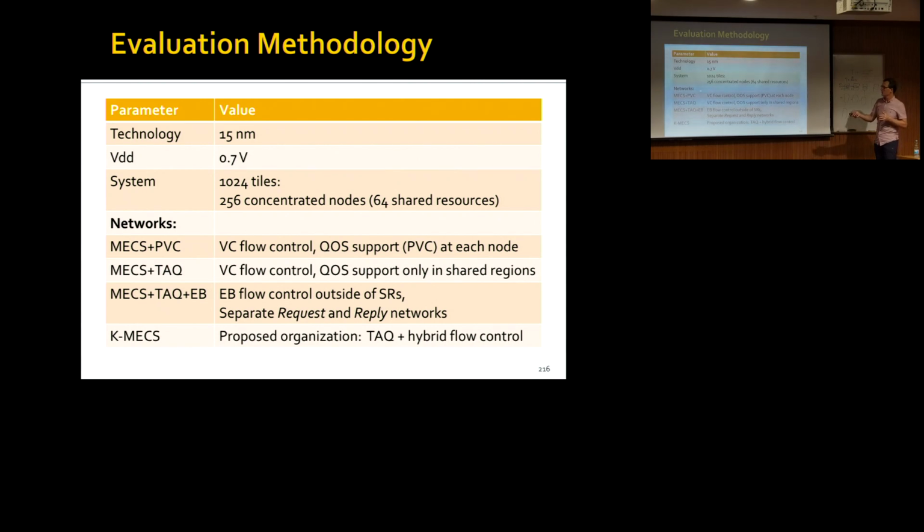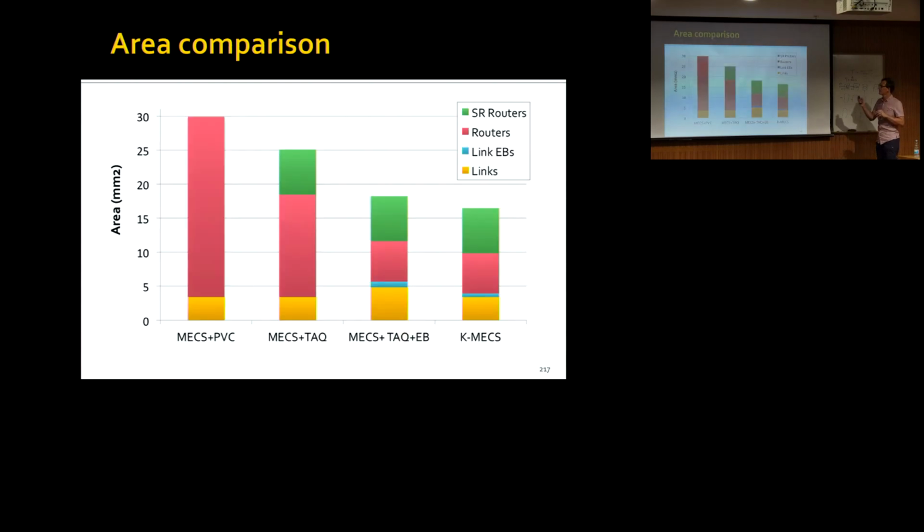So we compare to the baseline that looks like this. You have quality of service at each node. And you have quality of service only in shared regions. And you have more optimized flow control. And this is the proposed organization. I'll just give you the high-level results.